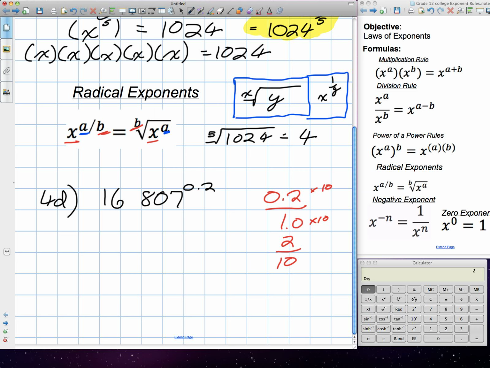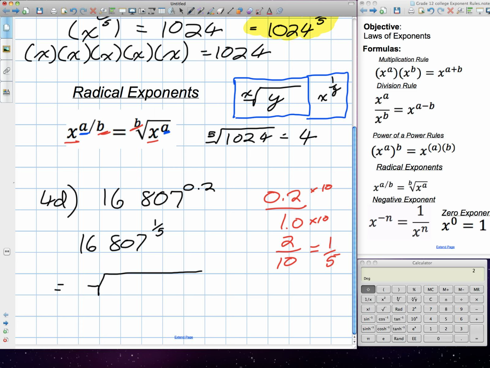Okay? So we know that our fraction is going to be 1 over 5. So I change my fraction form to the base 16,807 to the power of 1/5. And now, according to our radical exponents, we change this, okay? So in radical form, we have a root.